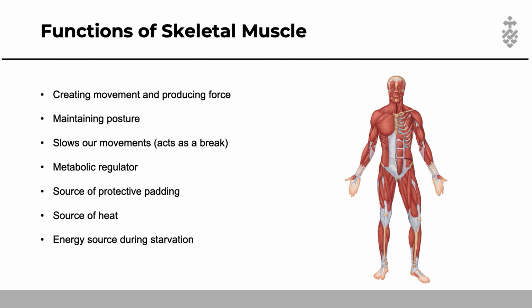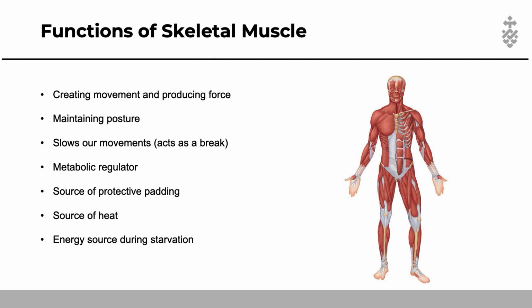It acts as a metabolic regulator. We saw that muscle is a metabolically active tissue in a previous week. We also see that it's a source of heat. Think about when you're cold and you're shivering. That's your muscles contracting to provide heat. That's a response to being cold. And they also act as a brake, so they slow our movements, and that's going to be really important for those elderly years when we're more prone to falling over.